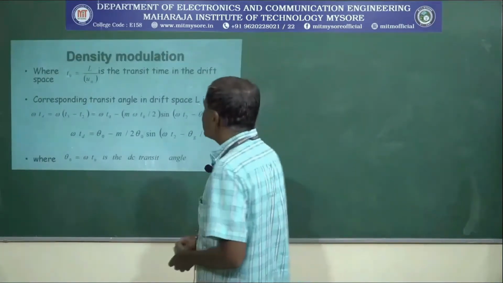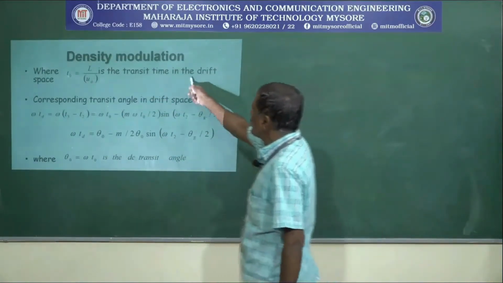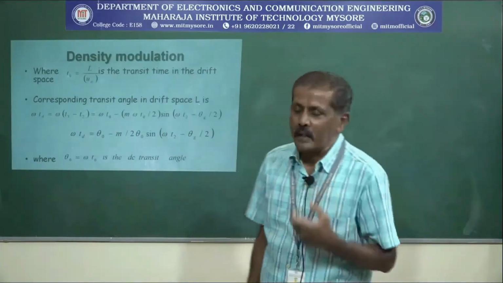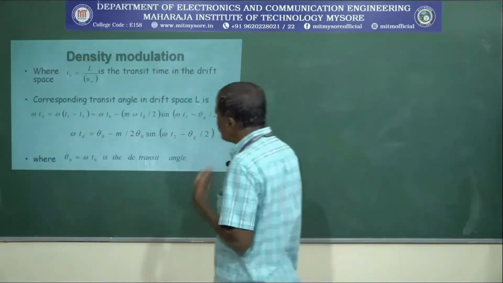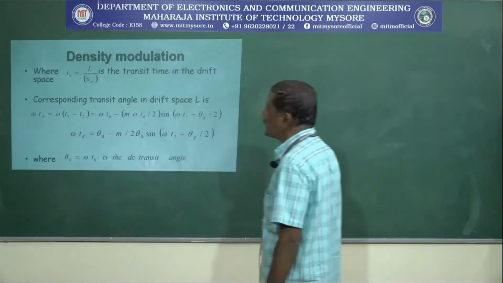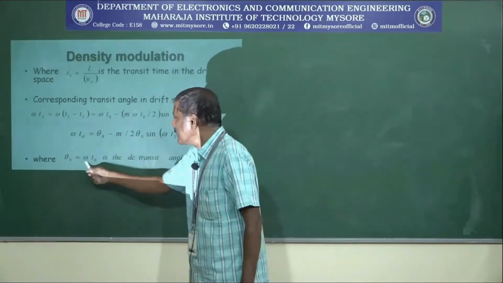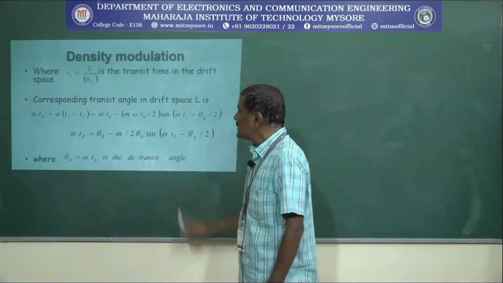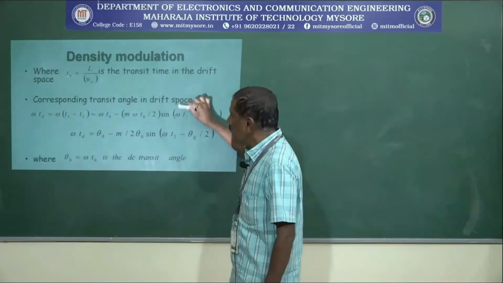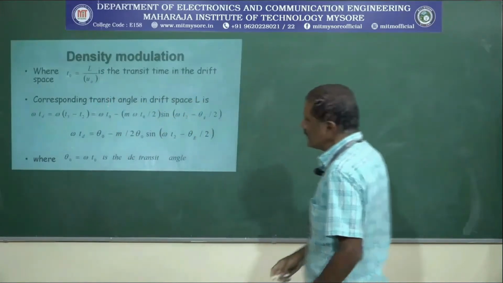Now, continuing with the density modulation, T0 equal to L divided by u0 is the transit time in the drift space, that is, how much time the electrons will take to move from the buncher cavity to the catcher cavity. Then the corresponding transit angle in the drift space is calculated from these equations, where theta naught equal to omega t0 is the DC transit angle. Remember, this is the equation you use to calculate the transit angle, and this is the equation that gives the transit time.